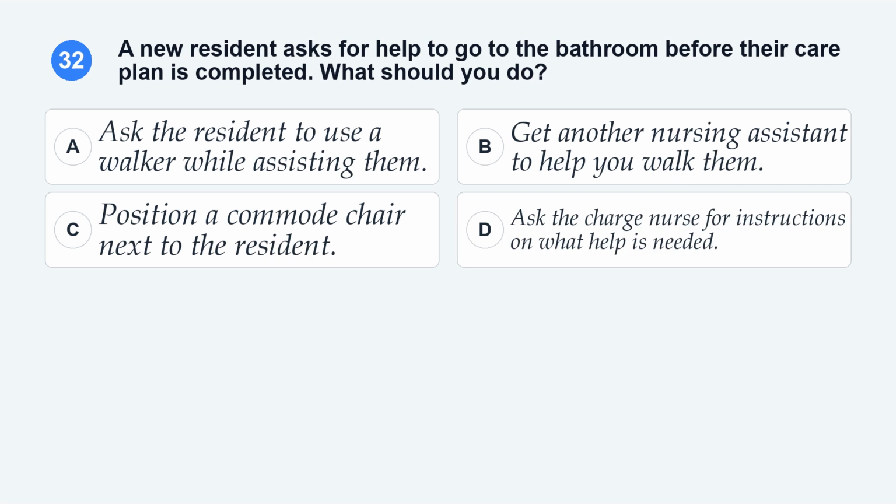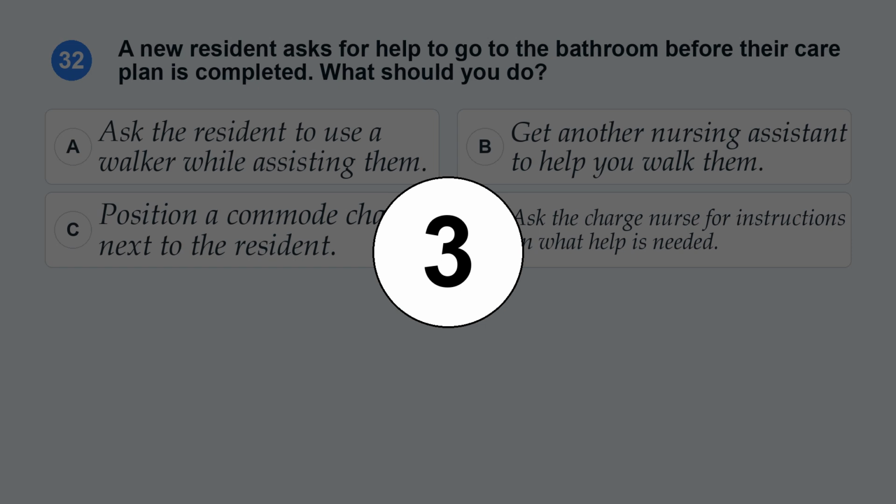Question 32. A new resident asks for help to go to the bathroom before their care plan is completed. What should you do? Option A. Ask the resident to use a walker while assisting them. Option B. Get another nursing assistant to help you walk them. Option C. Position a commode chair next to the resident. Option D. Ask the charge nurse for instructions on what help is needed.